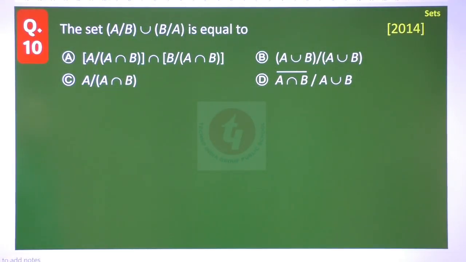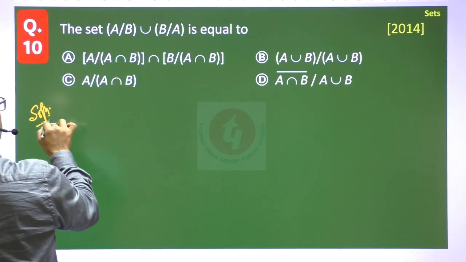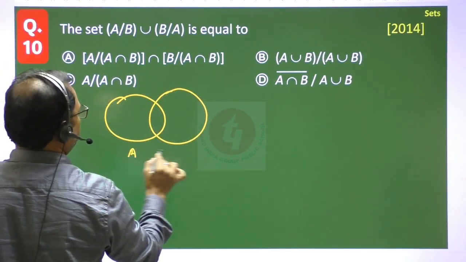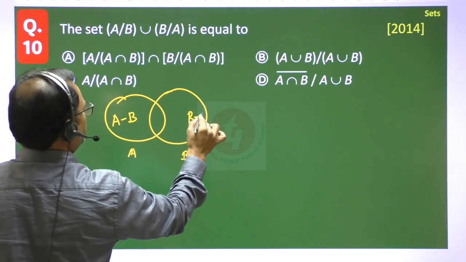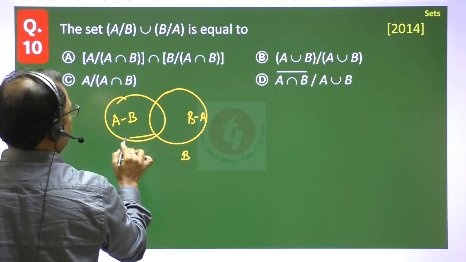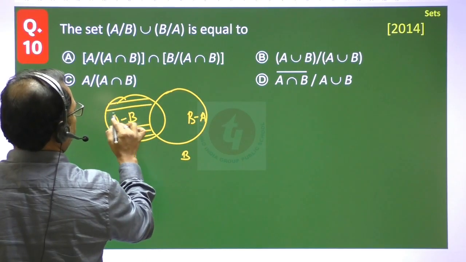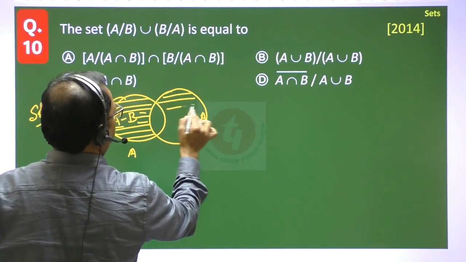A difference B and B difference A is equal to what? Just draw the figure in one line. Without drawing the figure also you can solve it. If this is A, this part is B. This is known as A minus B. This part is known as B minus A. A minus B means this portion. This portion is A minus B. And this portion is B minus A.